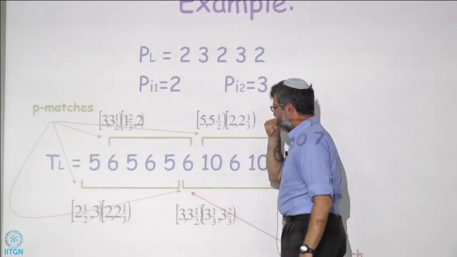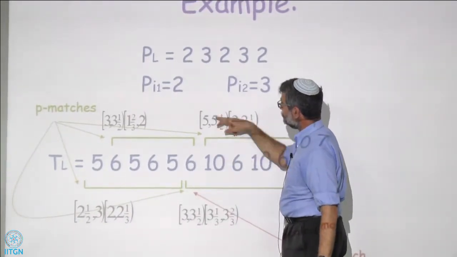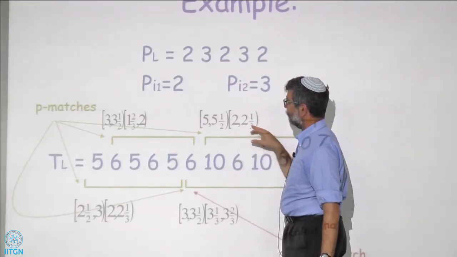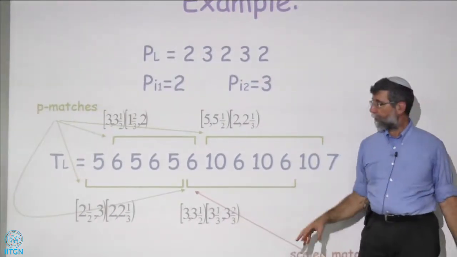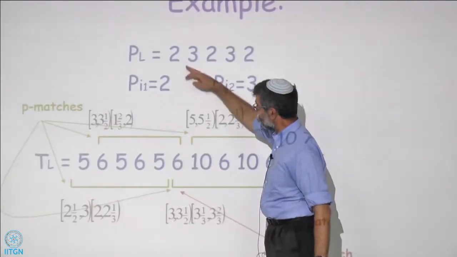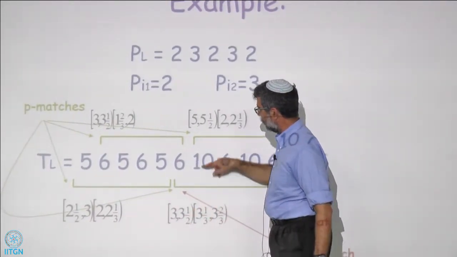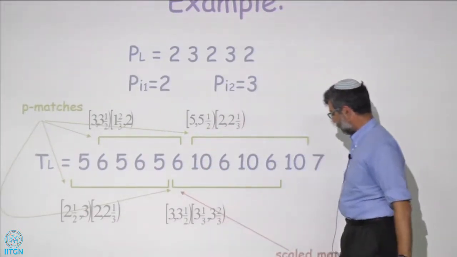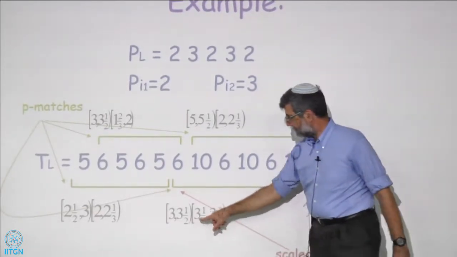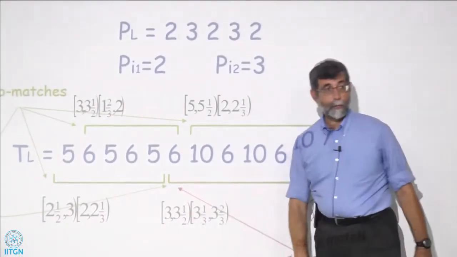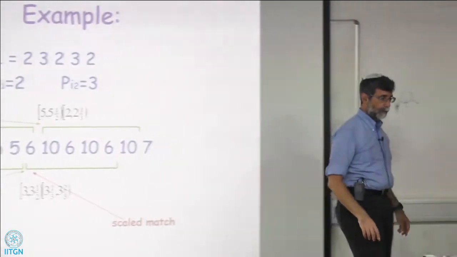In this one, 10 over 2 is 5, 11 over 2 is 5.5, 6 over 3 is 2, and 7 over 3 is 2 1/3. Again, the intersection is empty, so we discard this one. But here, 6 over 2 is 3, and 7 over 2 is 3.5. 10 over 3 is 3 1/3, and 11 over 3 is 3 2/3. So here, between 3 1/3 and 3 1/2, we have an intersection, so that's our scale. So we found the scale match.